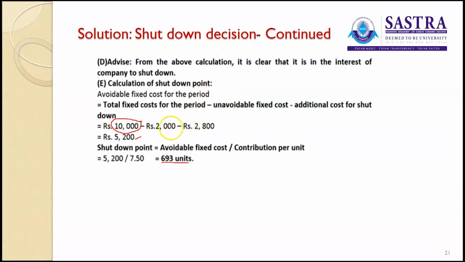So the fixed cost which is avoidable has to be calculated. 10,000 is for the 3 months. So the unavoidable cost is given in the problem as 2,000 and 2,800. So 5,200 is the avoidable fixed cost. So avoidable fixed cost divided by the contribution per unit, we get 693 units. So when we are going to produce 693 units, we can shut down. Beyond that, you will incur a loss.